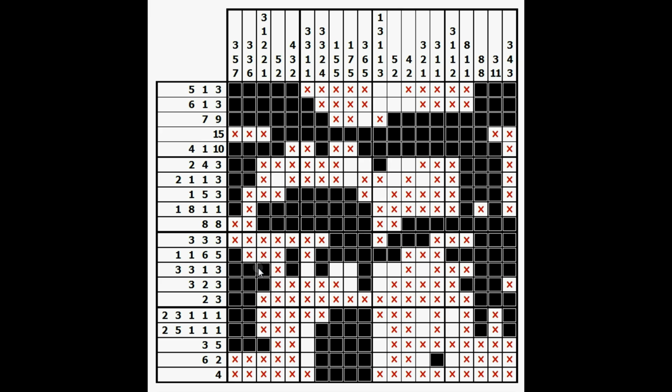Let's see. 3, 3, 1, 3. So that worked out. And now I can't remember where that other one was. I think it was here. 3, 3, 1, 1. 3, 3, 1. So one of these is going to be a 1. I don't know where. Let's see.